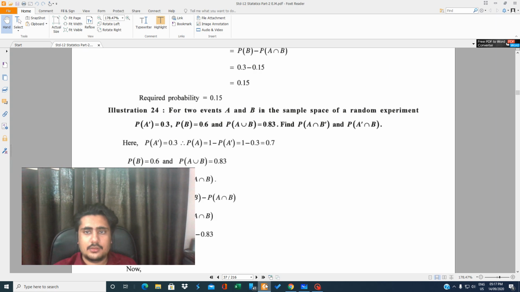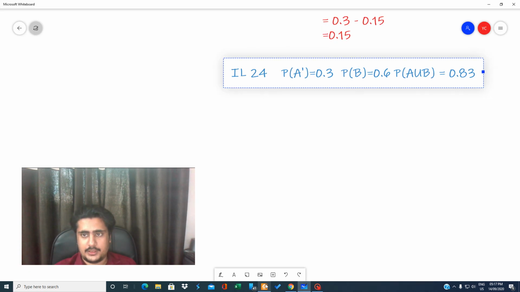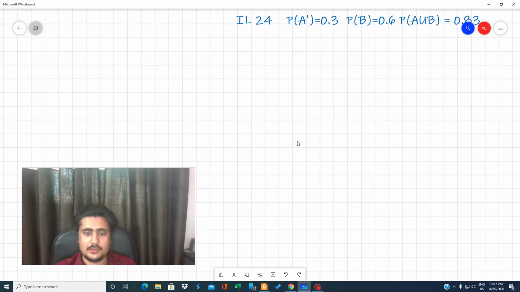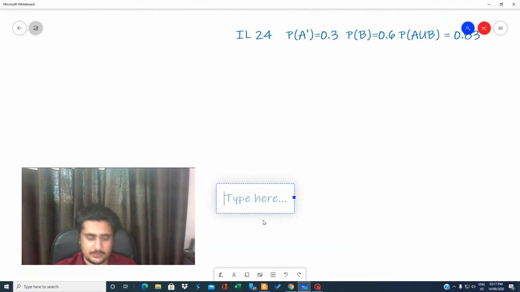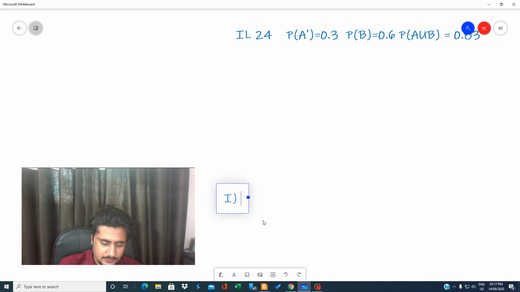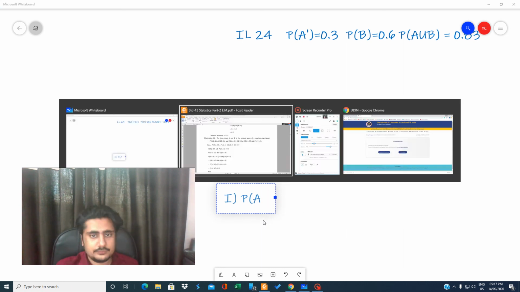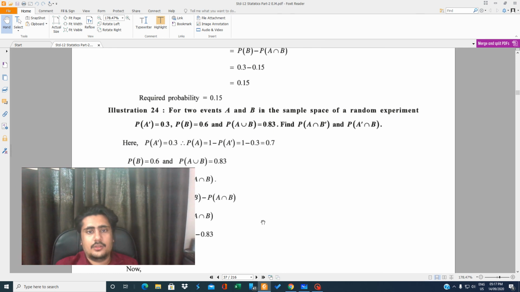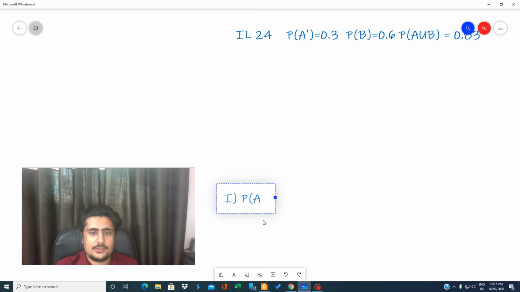So you need to find A intersection B dash and A dash intersection B. Now, what is this A intersection B dash and A dash intersection B? I'll explain to you first of all what these both things are. See, your one question is find A intersection B dash.